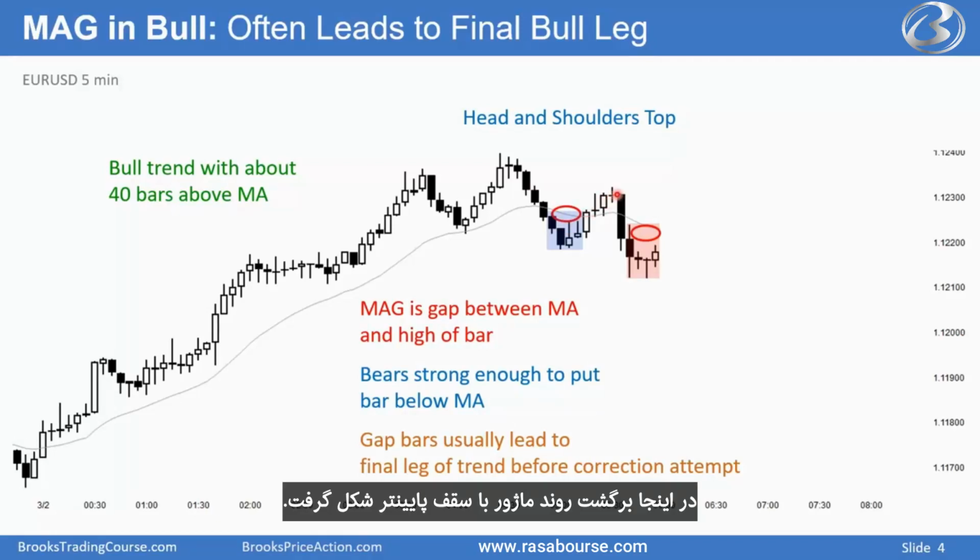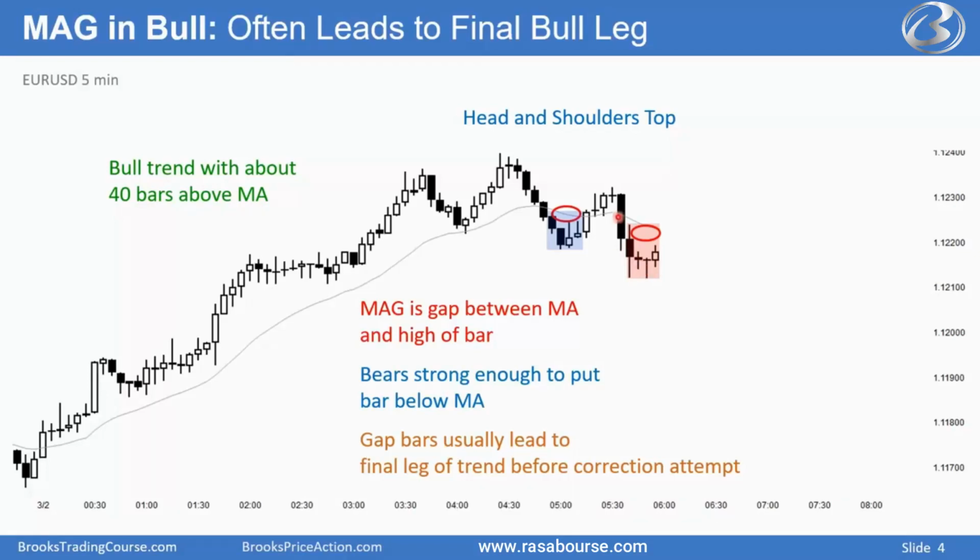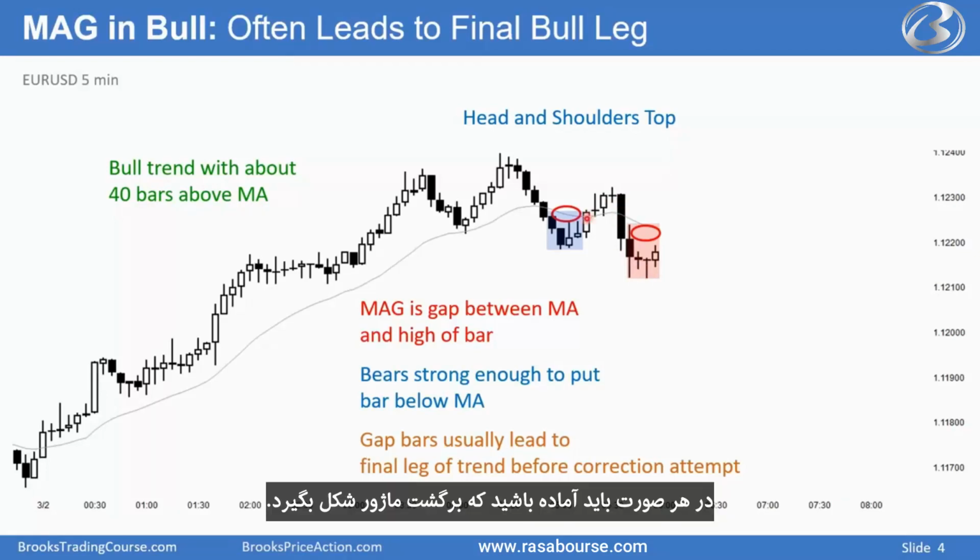And here we have a lower high major trend reversal, probably not enough bars for a major reversal, and therefore a minor reversal into a bull flag or a trading range is still more likely. However, you have to be prepared for a major reversal. We have gap bars, we have a rally to a lower high.